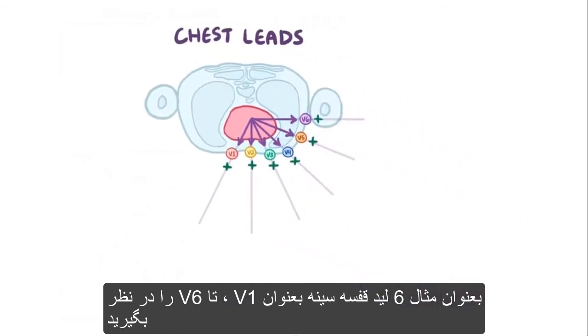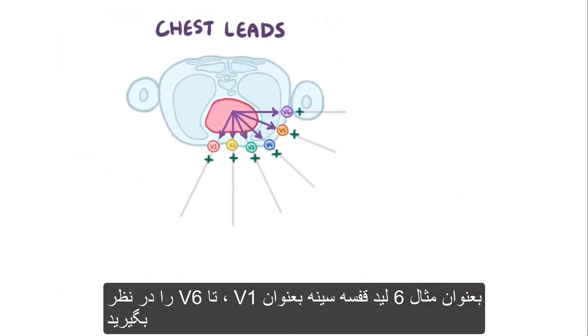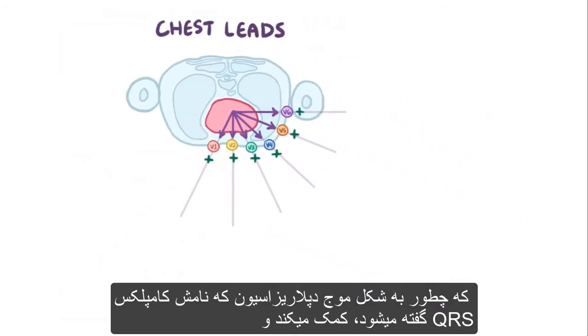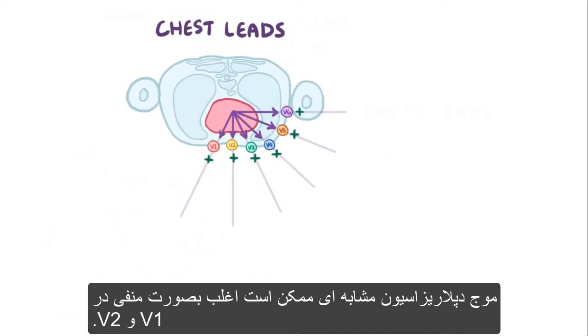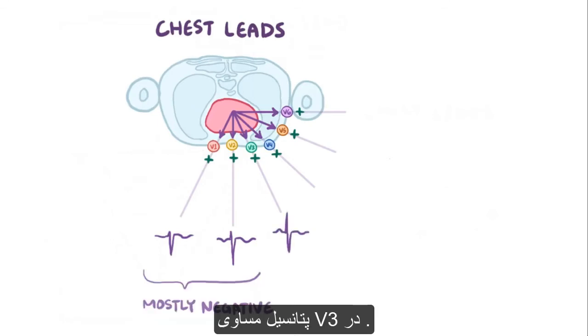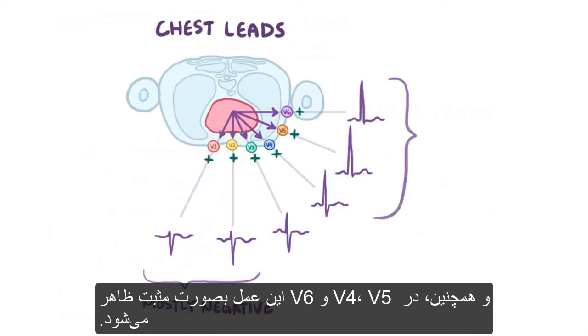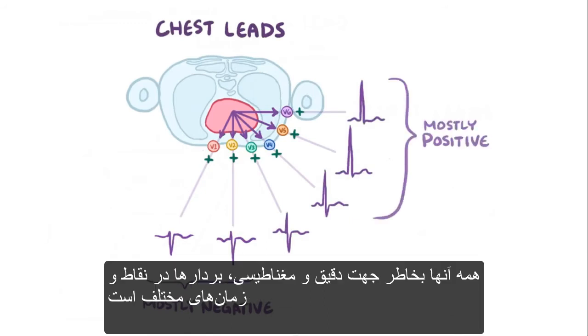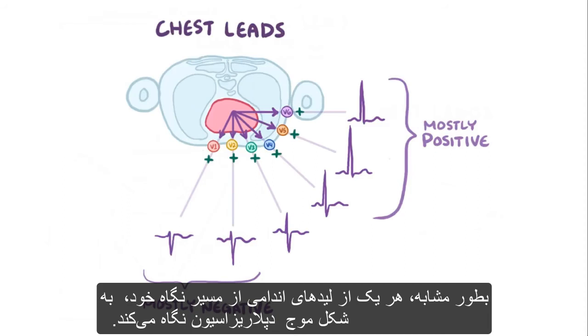As an example, consider how the 6 chest leads, V1 through V6, register the depolarization waveform called the QRS complex. The exact same depolarization wave might appear mostly negative in V1 and V2. It might be isoelectric in V3, and mostly positive in V4, V5, and V6. All because of the exact direction and magnitude of the vectors at different points in time. Similarly, each of the limb leads produces its own viewpoint of the depolarization wave as well.